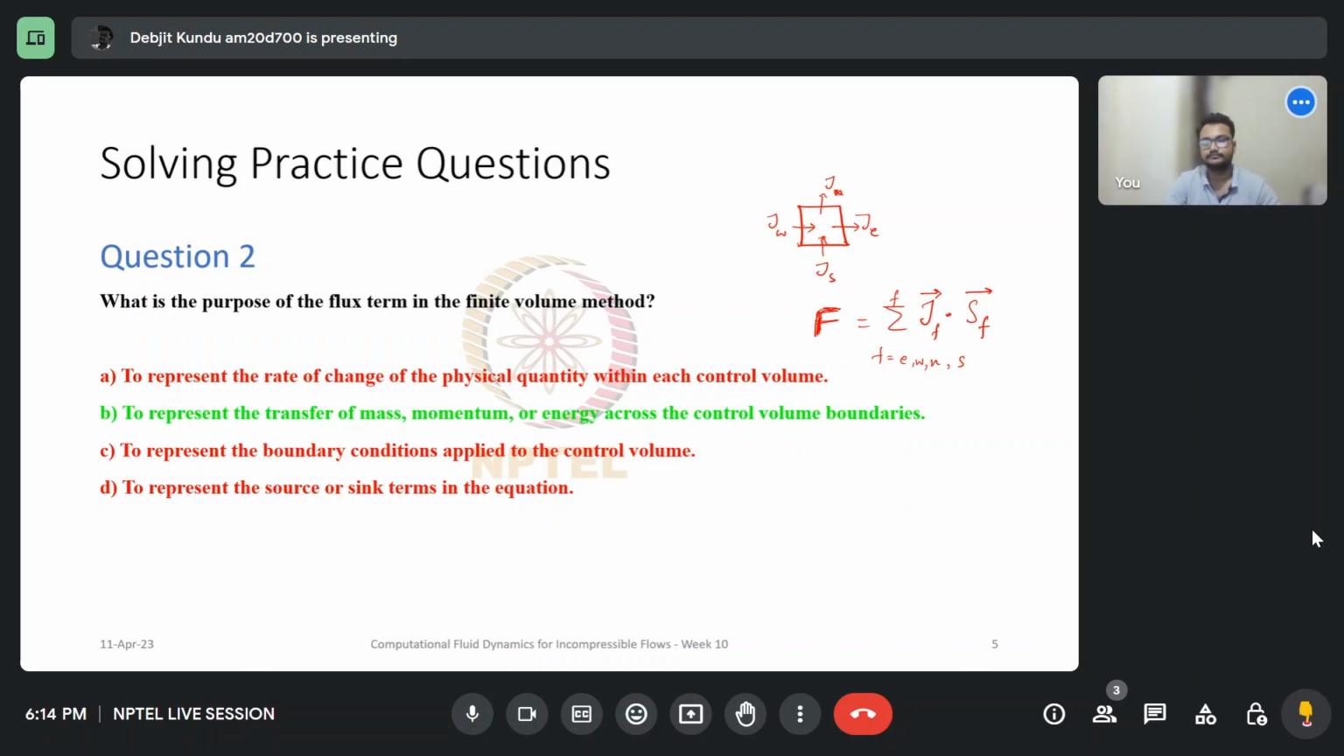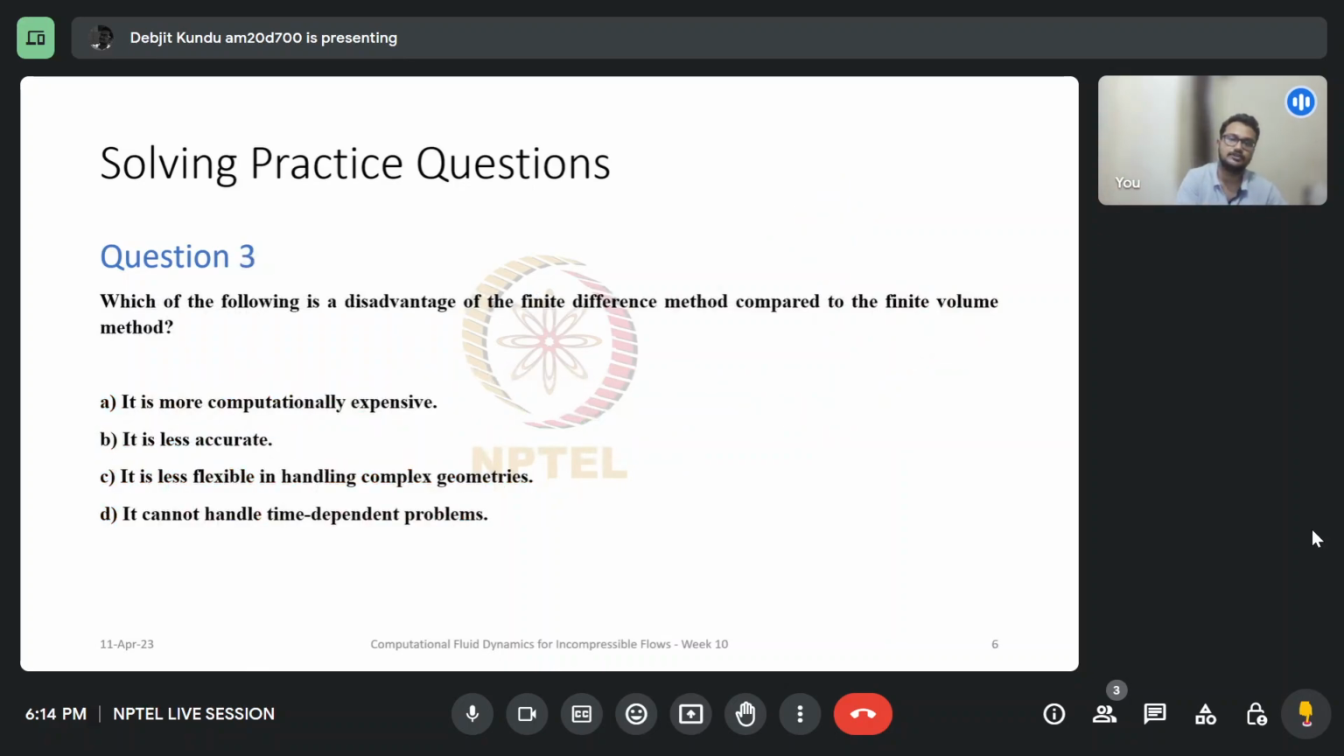So moving on, we will move on to question number 3 of today's session, which is asking us, which of the following is a disadvantage of the finite difference method when compared to the finite volume method? Is it more computationally expensive, option A, or option B, it is less accurate, option C, it is less flexible in handling complex geometries, or is it option D, it cannot handle time dependent problems or transient unsteady problems?